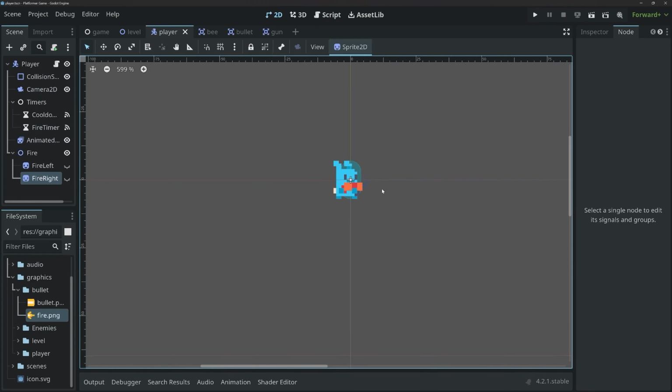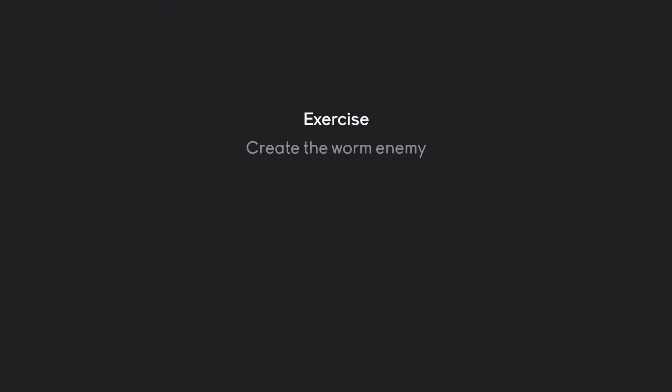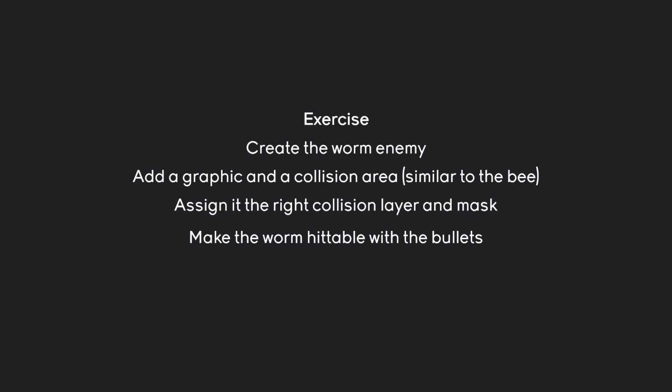That just leaves one issue to deal with, and that's going to be your exercise. I want you guys to create the worm enemy. For this one, you need to add a graphic and a collision area, very similar compared to the bee. On top of that, assign the worm to the right collision layer and mask. And finally, make the worm hittable with the bullets. All of this should look very similar compared to what we have done with the bee. Pause the video now and see how far you get.